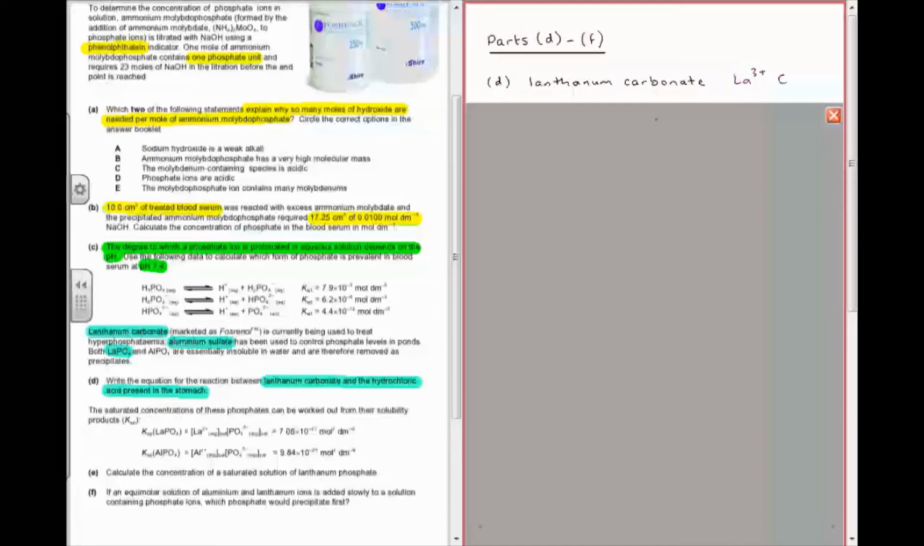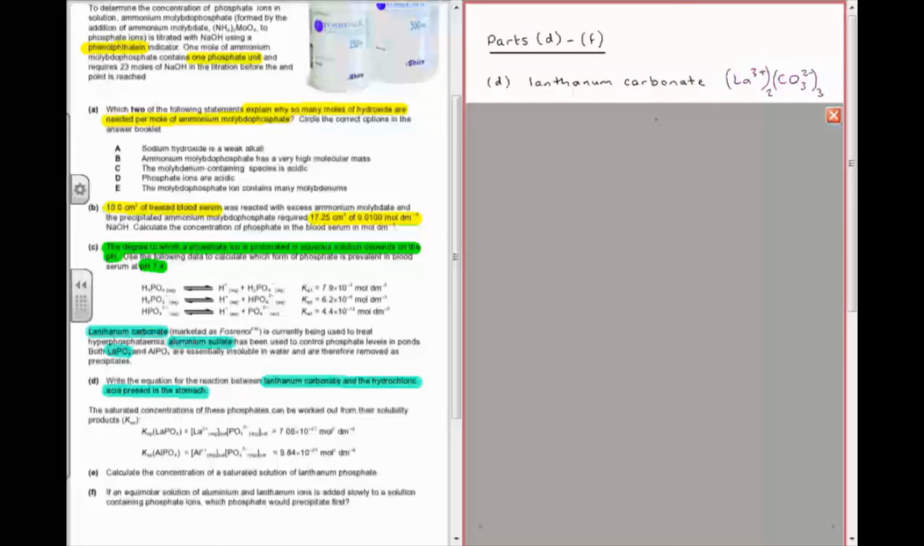Knowing then that the formula of carbonate ion is CO3 2-, and knowing that in an ionic compound the overall charge on the compound has to be equal to 0, we can work out that the lanthanum and carbonate ions must combine in lanthanum carbonate in a ratio of 2:3.